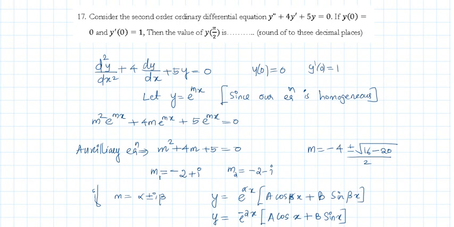And there is a theory that if the auxiliary equation has two roots which are complex conjugates like alpha plus or minus i beta, the final solution can be written as y equal to e raised to alpha x into a cos beta x plus b sin beta x. Here alpha is minus 2 and beta is 1. So y is equal to e raised to minus 2x times a cos x plus b sin x.